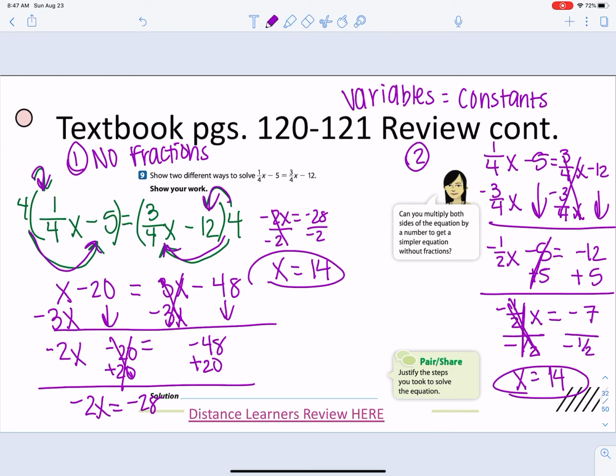So on the first way that we did it, we just made sure that we had no fractions. The second way, we're using SMS, save my soul, which is what we learned all last week. Okay, and that's it for number 9.